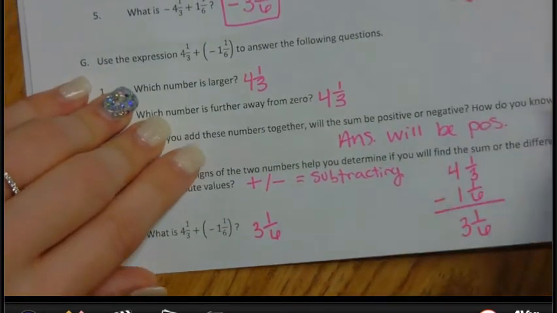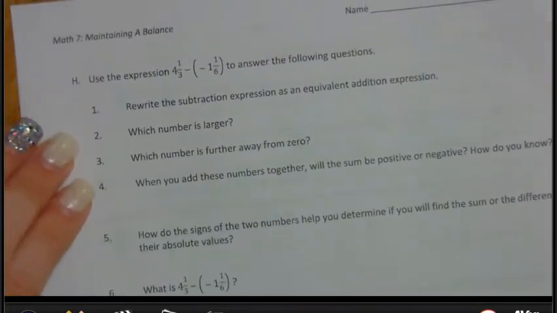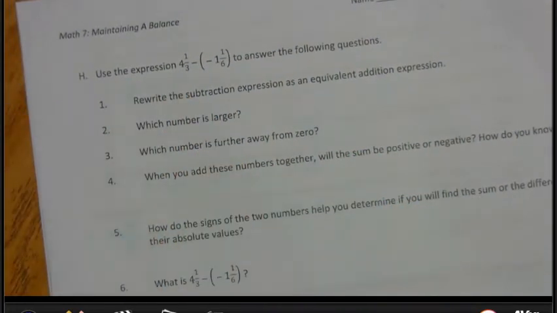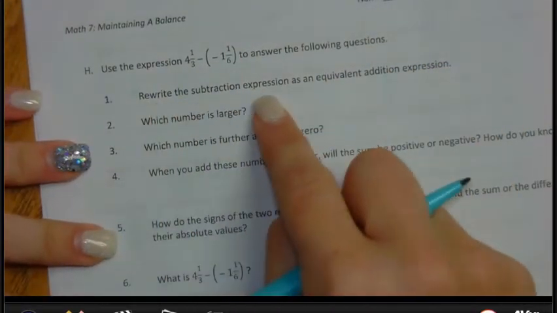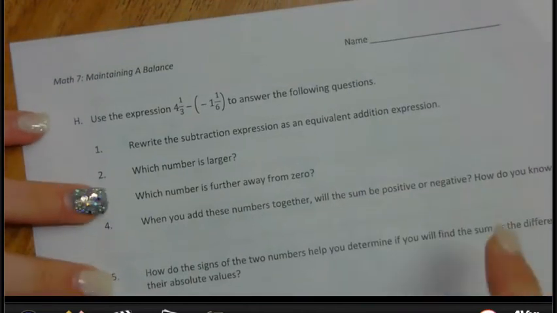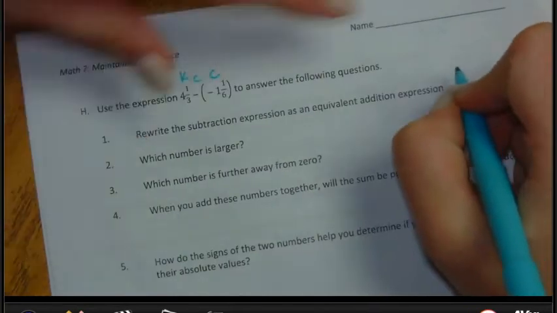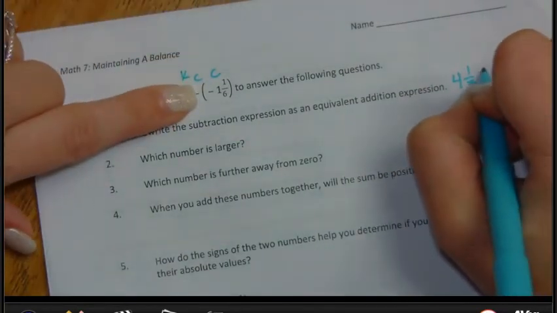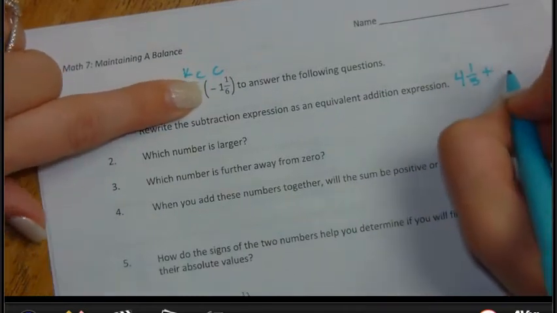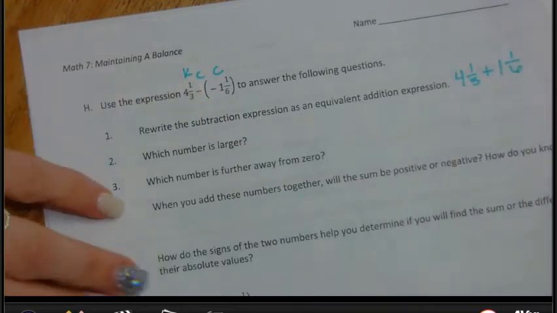Going to be a positive 3 1/6. All right, letter H. Use the expression 4 1/3 minus negative 1 1/6 to answer the following. So rewrite the subtraction expression as an equivalent addition expression. So I'm going to keep, change. So I'm going to keep the first term, 4 1/3, change subtraction to addition, and then change the negative to a positive, so 1 1/6.